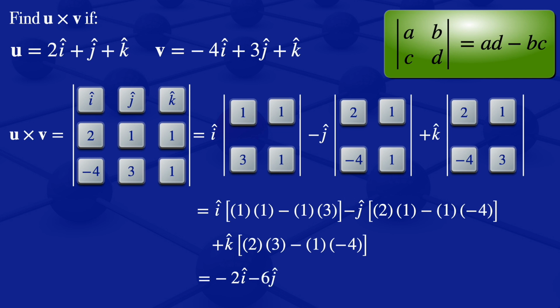Then I go on to this part here and simplify what is in the square brackets. That's 2 times 3 minus 1 times -4. That gives us 6 plus 4, which is a 10. So that will be plus 10k. So what you are having there, the cross product of these two vectors, is -2i minus 6j plus 10k.